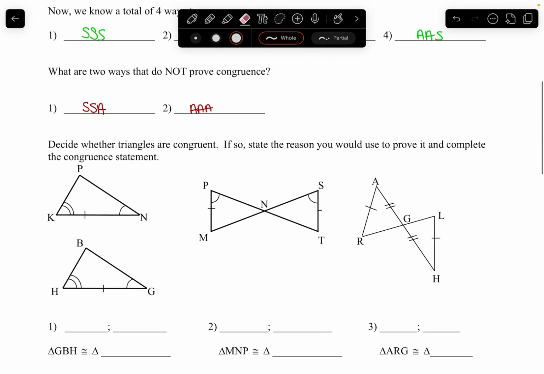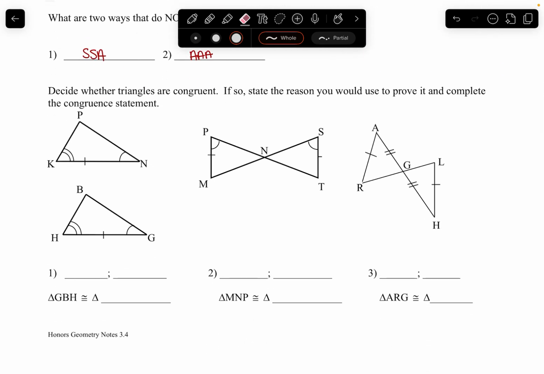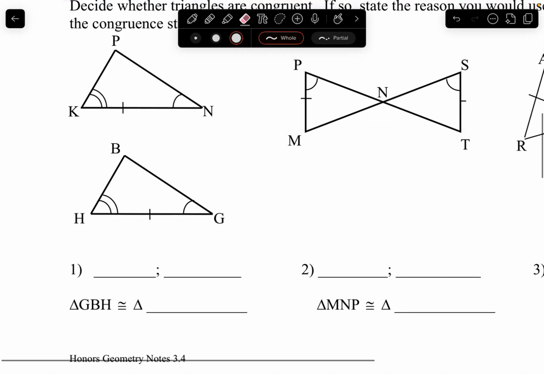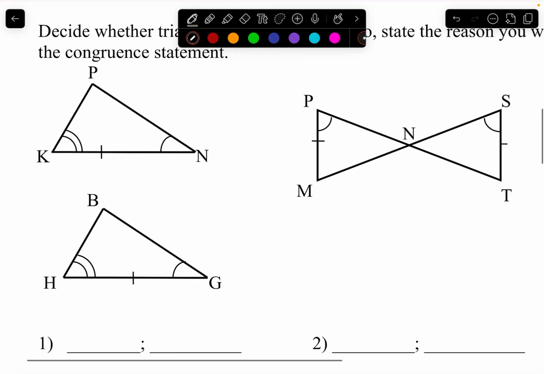Okay, so kind of like what we did in the last set of notes, we're given 2 triangles and we have to determine if they're congruent, and if so, we need to state our reason, and then we need to complete the congruency statement. So when we look at these first 2 triangles here, there are 2 angles and a side, right? So we either have angle, side, angle, or we have angle, angle, side. Those are our 2 options.